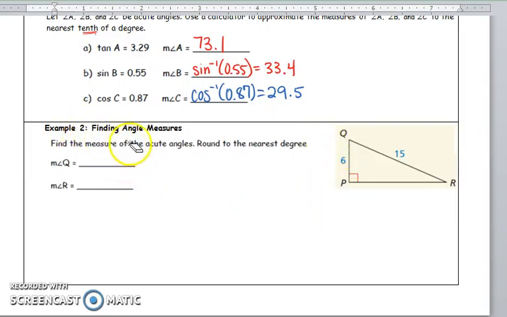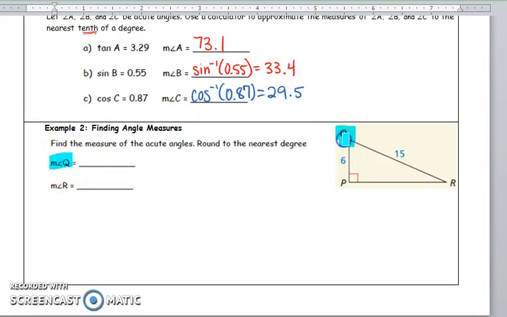Example 2, finding angle measures. So this example wants us to find the measure of the two acute angles given, the measurement of angle Q and the measurement of angle R, and they want us to round to the nearest whole degree. Okay. Measurement of angle Q.